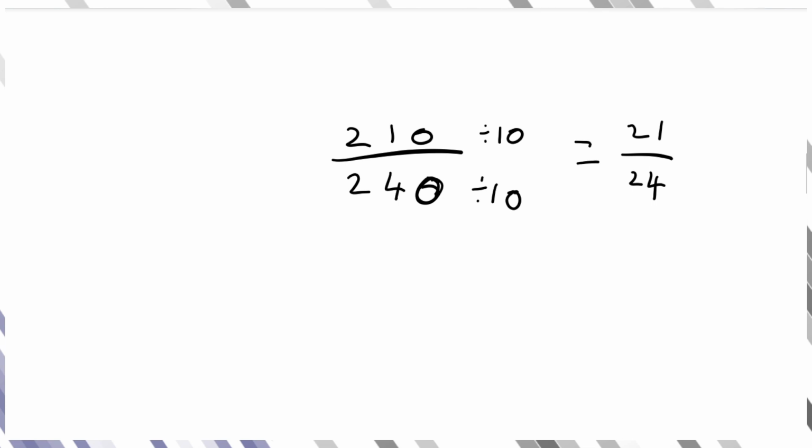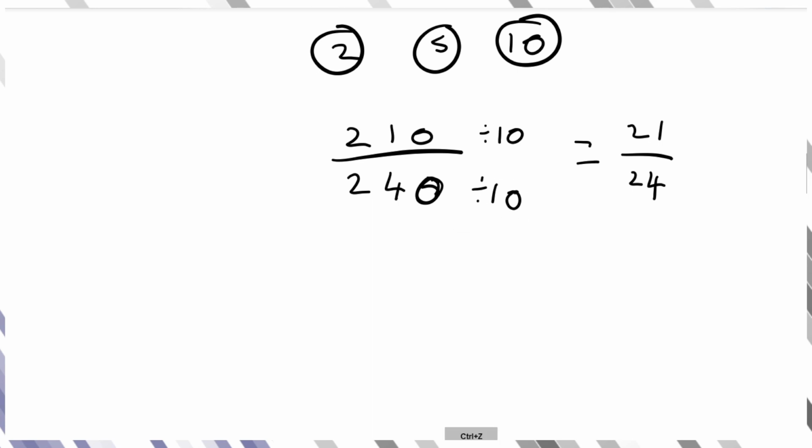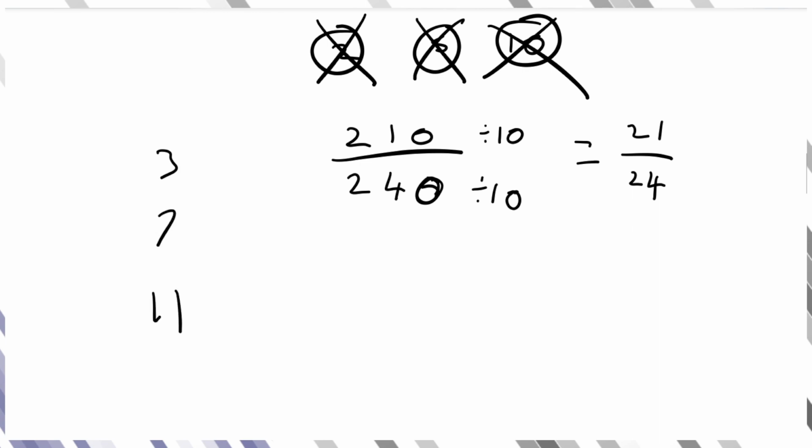So what we do is we check the 2s, the 5s and the 10 times tables. Are the numbers both in the 2s or the 5s or the 10s? We've already used the 10s, but we might be able to use them again. But 21 and 24, they're not in the 10 times table, so we can cross that one off. 21 and 24, they're not in the 5 times table, so we can cross that one off. And they're not in the 2 times tables. 24 is, but 21 isn't, so we can cross that one off. Next, we'll look at the rest of the prime numbers up to 12, so that would be 3, 7 and 11, and we just go through those.